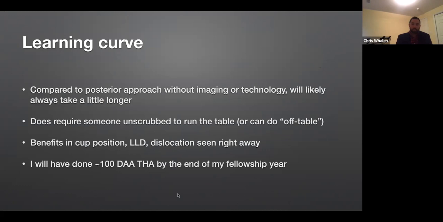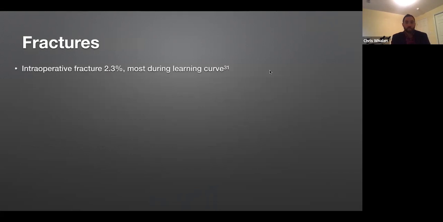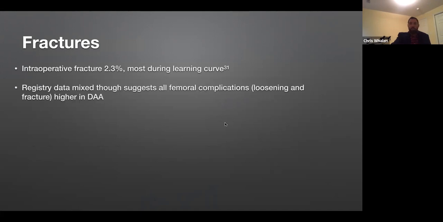And just to put numbers in perspective, I'm on track to have about 100 DAs by the end of my fellowship year with my residency experience. So I think this data is going to change as we get more and more people getting significantly through their learning curve during their training. The fracture risk, this review showed overall probably about 2.3%, and certainly higher during the learning curve.